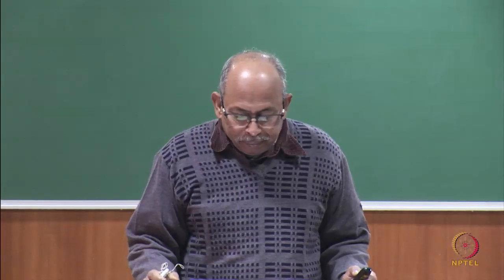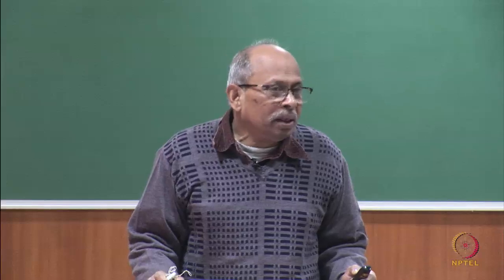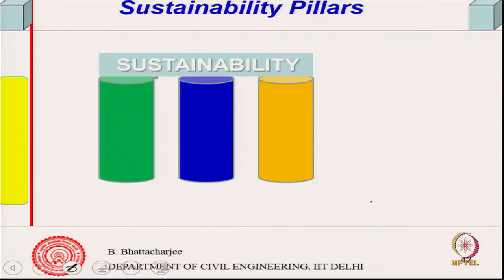Three pillars. Sustainability is supposed to have three pillars, right? Environmental is one of them, and the social aspect is also important, and you cannot really get away from economy. So these are the three pillars of sustainability: environmental, social, and economic, right?